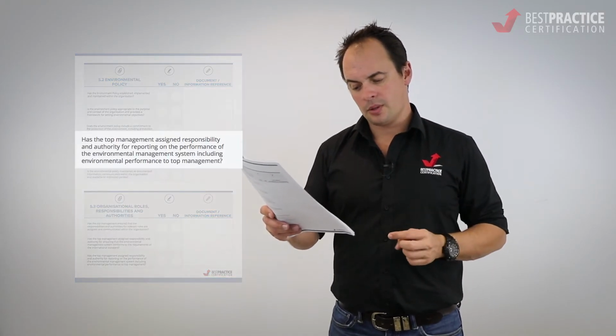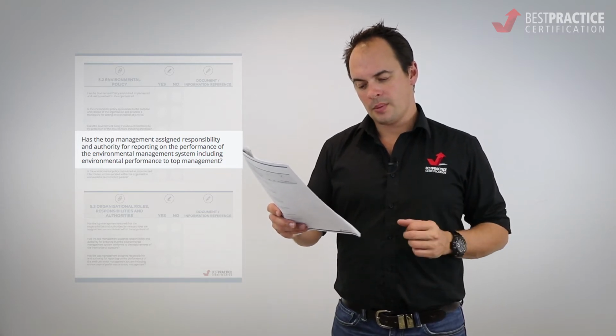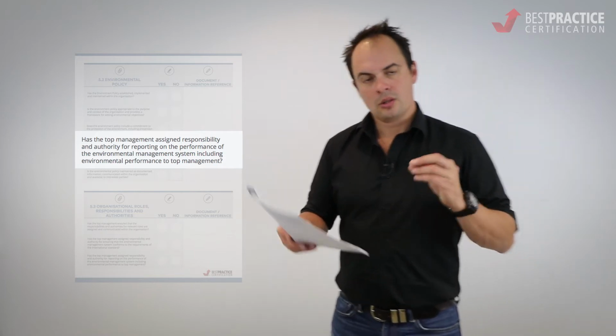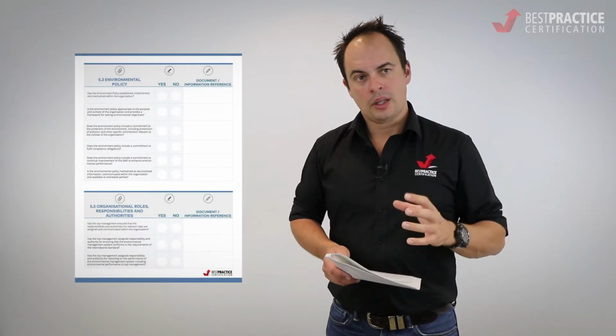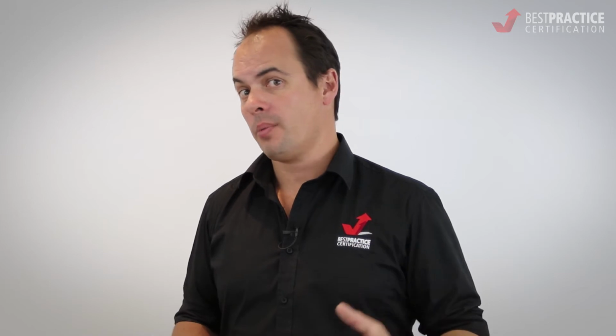Has the top management assigned responsibility and authority for reporting on the environmental management system, including environmental performance, to top management? So, importantly, one of the critical elements that I believe are part of this environmental management system is having a clear picture of your organisation's performance. How do you get that clear picture? Well, somebody obviously here, as prescribed by the standard, needs to have responsibility to collect and issue those environmental performance reports. Here at Best Practice, we have a big dashboard of all of our statistics.